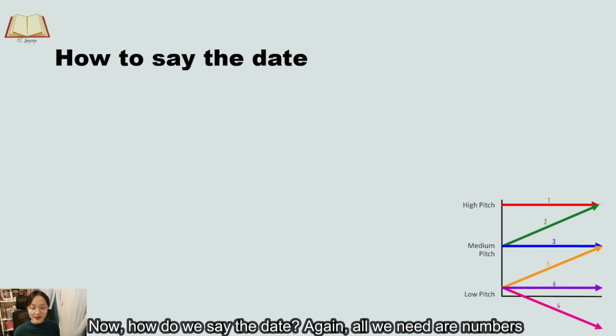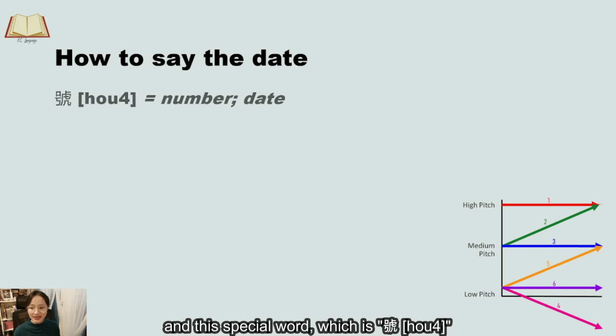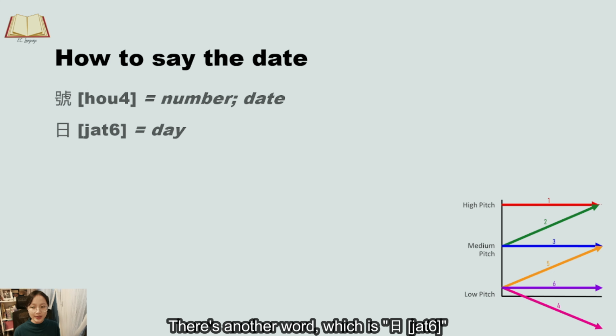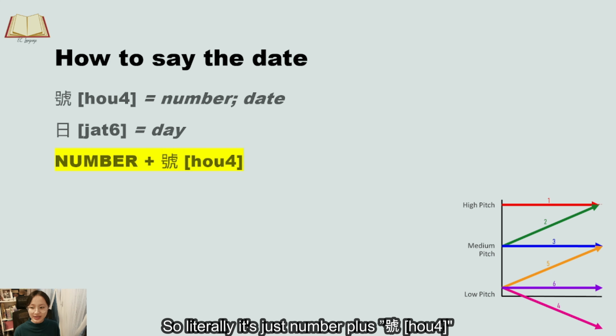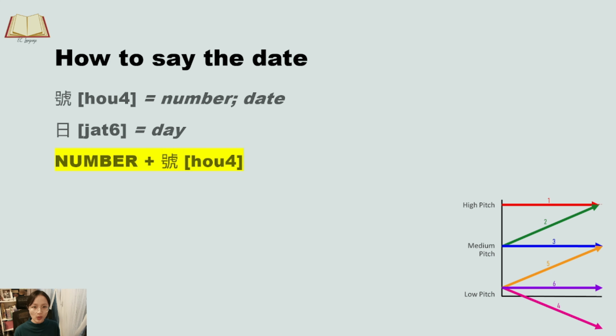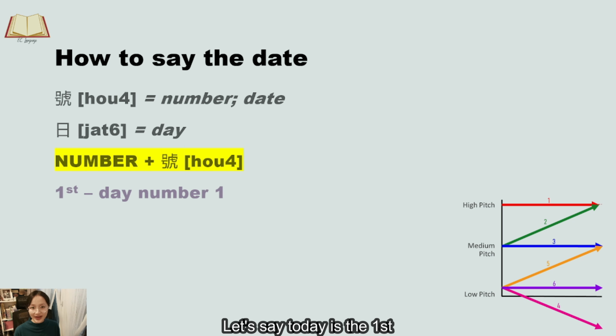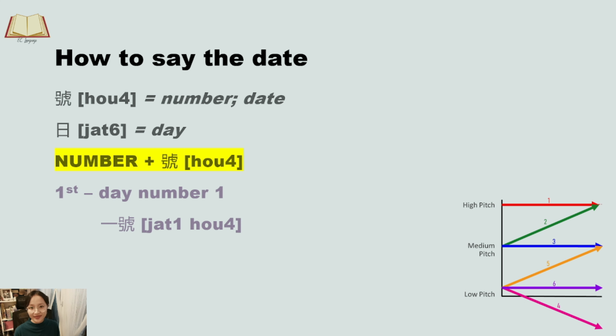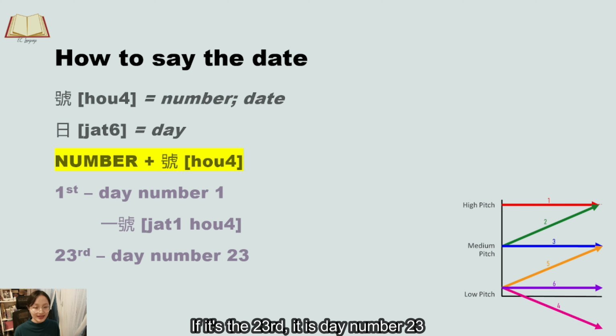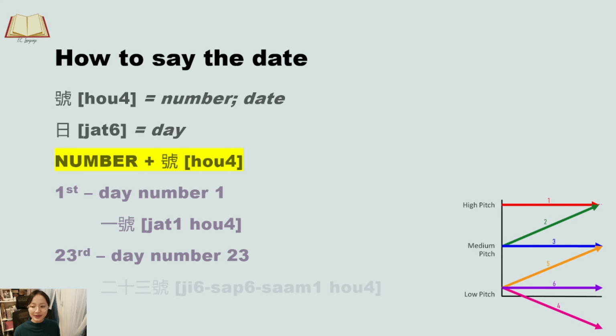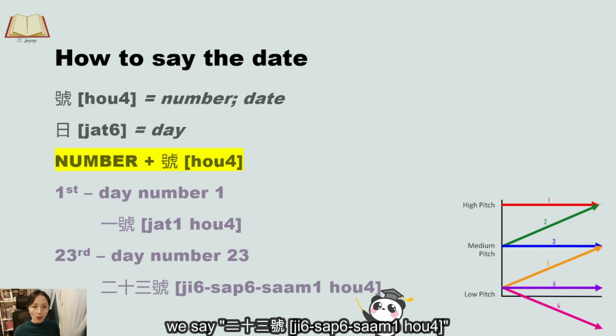Again, all we need are numbers and this special word, which is 后. There's another word, which is 日. This is in more standard Chinese, not so much in spoken Cantonese. So in spoken Cantonese, we usually just say the word 后. So literally it's just number plus 后. Let's say today is the first day of the month, so we say 一號, number 1, day number 1 of the month. If it's the 23rd, it is day number 23, we say 23號.